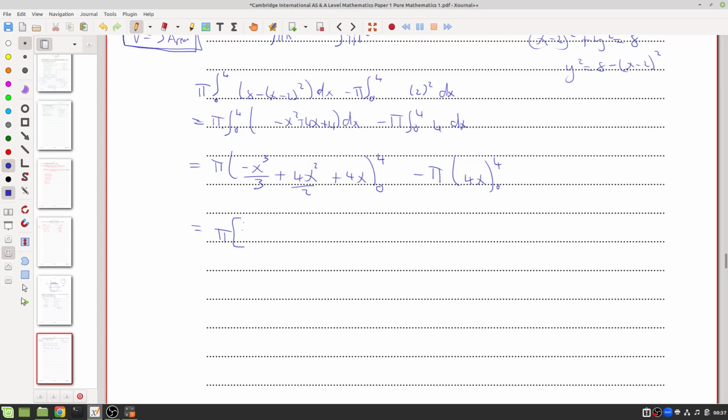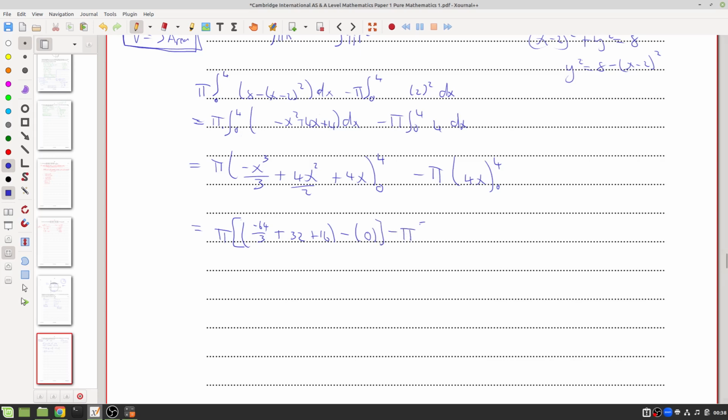Okay, so let's put the values in. First we're going to substitute in the 4. So negative 4 cubed is 64, so that's negative 64 over 3. Plus 4 squared is 16 times 4 is 64. 64 over 2 is 32. And then 4 times 4 is 16. Minus, and then we're going to substitute in the 0. So 0 divided by something is 0, plus 0 plus 0. So that's just going to be 0.